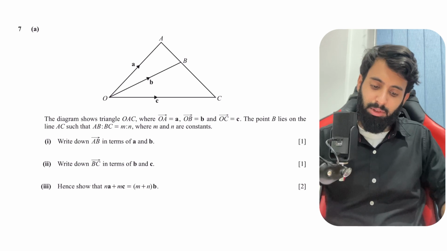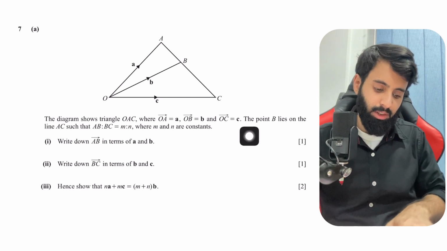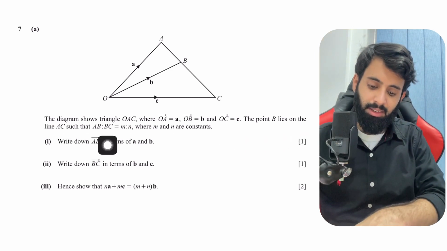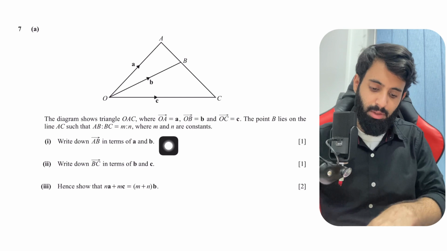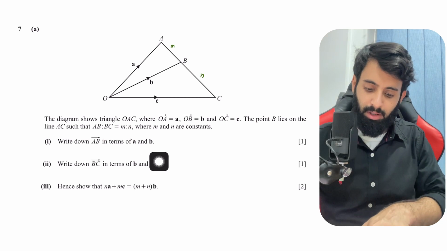It says the diagram shows triangle OAC, where OA is equal to a, OB is equal to b, and OC is equal to c. The point B lies on the line AC such that AB and BC are in the ratio m is to n, where m and n are constants. Okay, so I'll just write that down, m is to n. Write down AB in terms of a and b.